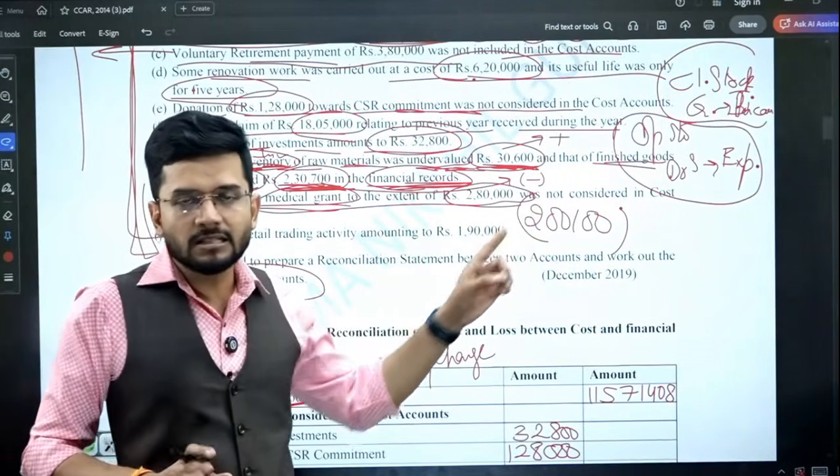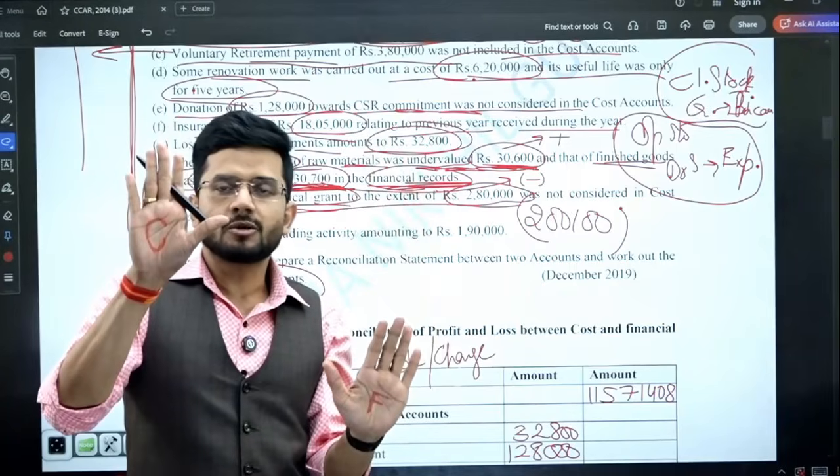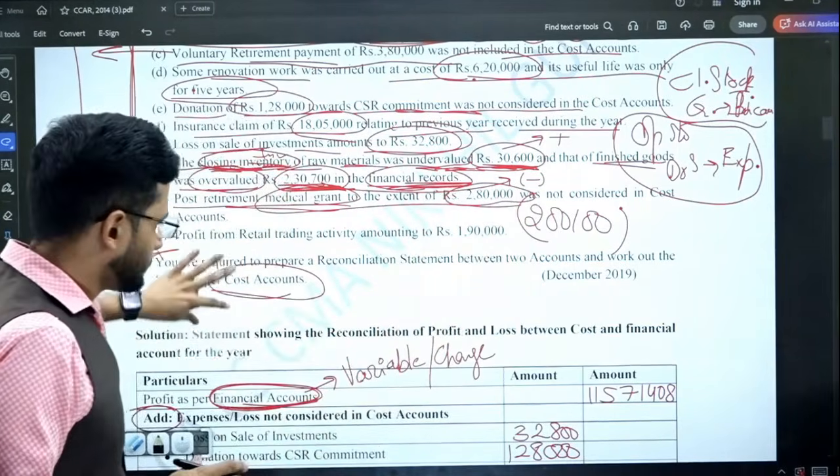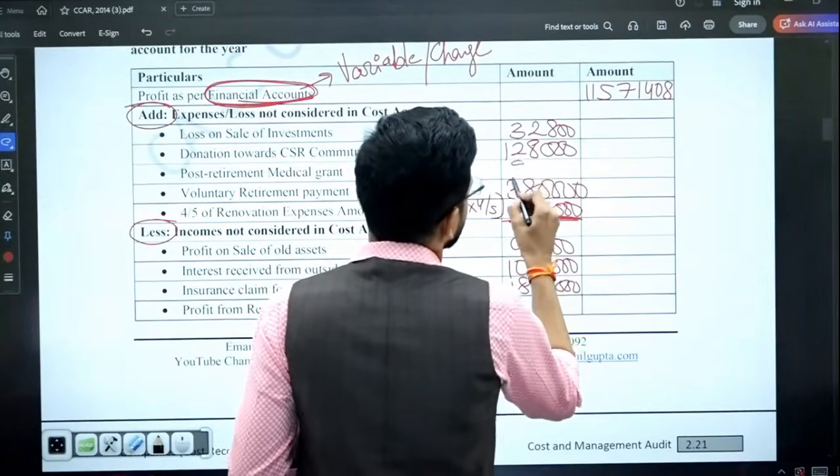Again, expense in the financial account. So financial profit is less. We need to add it. 2,80,000 add.